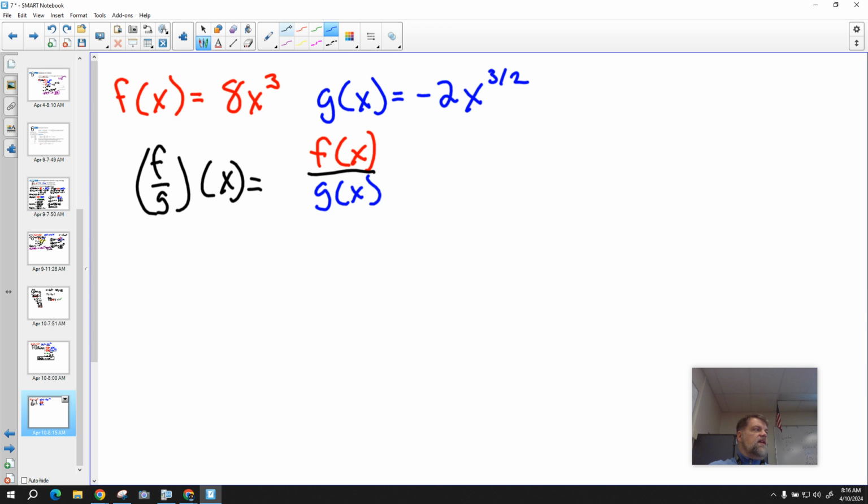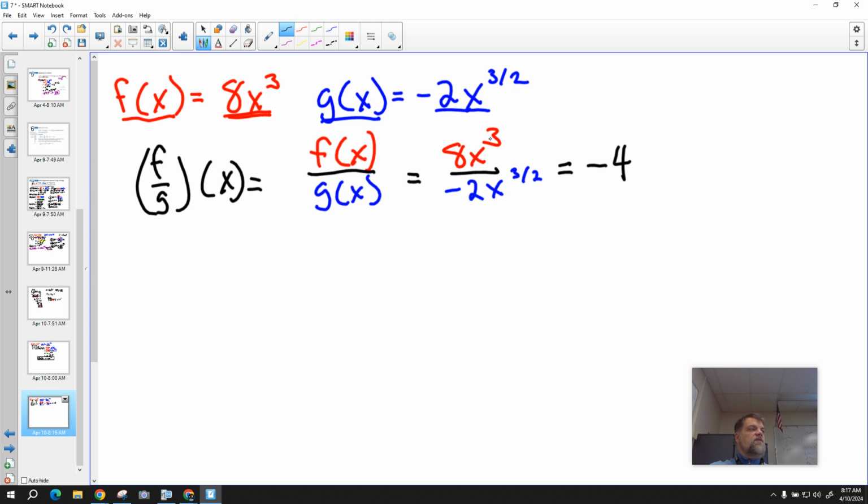And so then that is going to be equal to, remember f of x is this thing. This is like the name of this. So I'm going to say 8x cubed all over. And remember, g of x is the name for this thing. Now, I know I'm going to have to do some simplifying. So what is 8 divided by negative 2? Just negative 4.